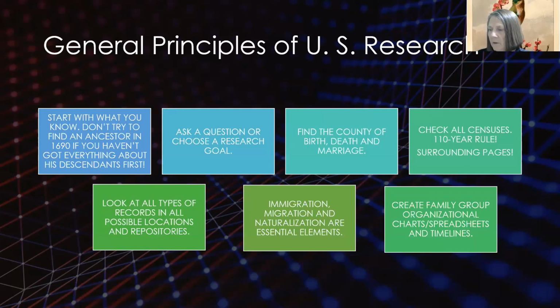Second, another one then is to look at all the types of records in all the possible locations and repositories. Sometimes we get it in our head that so-and-so was living in such and such a town in such and such a state, and we don't look anywhere else. And we can sometimes lose out on a lot of really good things if we don't realize that people, even in the 1700s, were quite mobile in the United States. They moved around a lot, which is why immigration, migration, and naturalization are essential to your search.